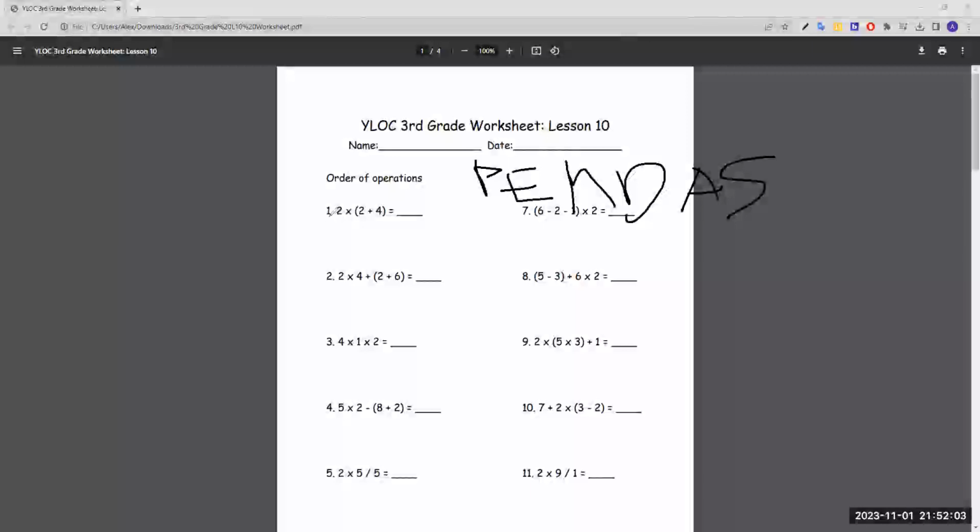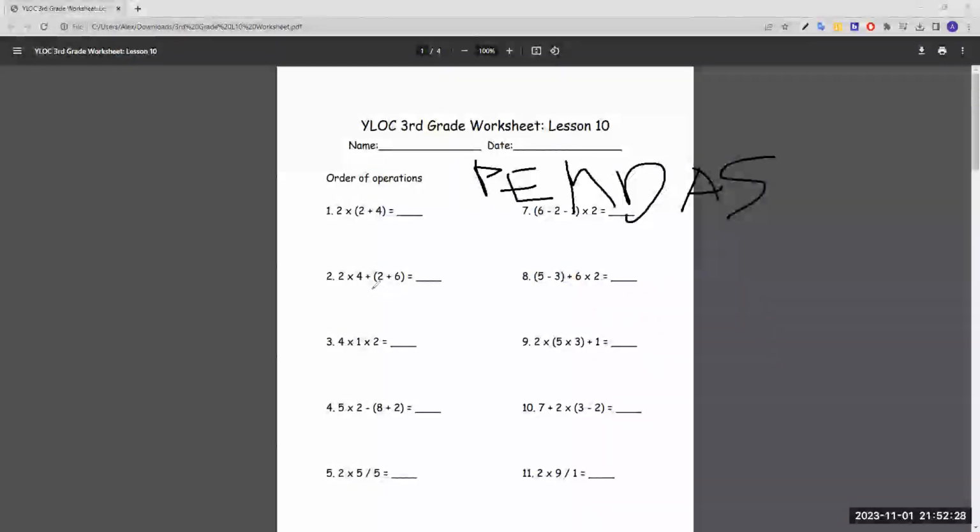Okay, so number one, 2 times parentheses 2 plus 4. So using PEMDAS, we can see that P is here. P is first, so we would solve that first. 2 plus 4 is 6. Now it's just 6 times 2, which is 12. So that's number one.